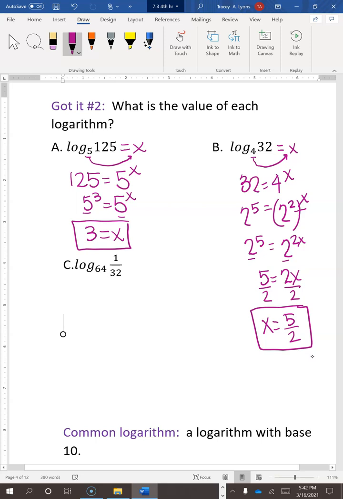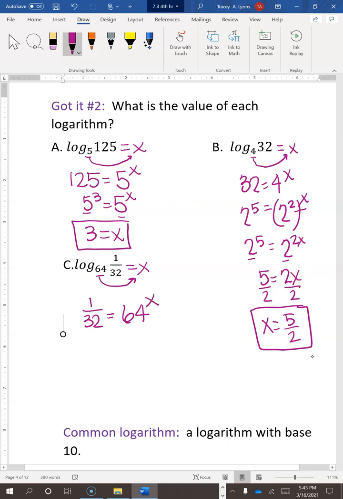Log base 64 of 1/32, set it equal to x. So the base of the log becomes the base of the exponent. So it's 1 over 32 is equal to 64 to the x. Now this is the hardest one.